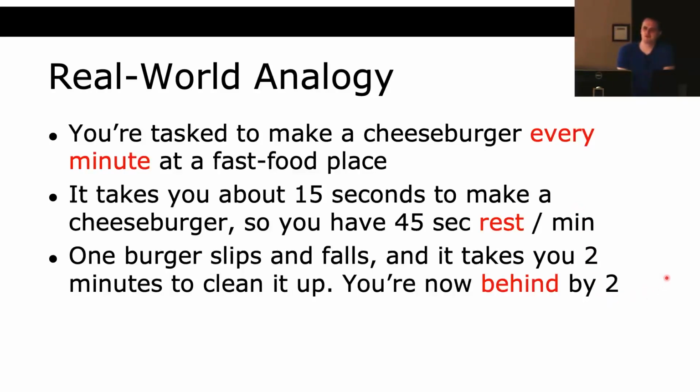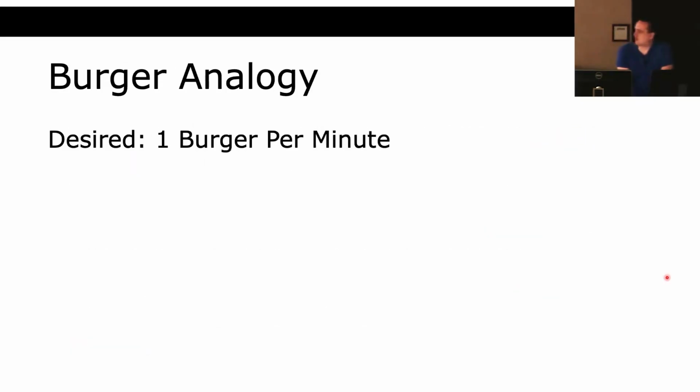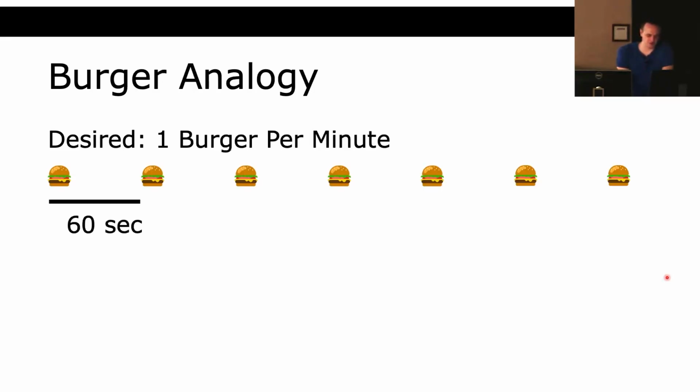And burgers, you're not making floating point numbers of burgers, right? You are making discrete burgers. And so since you can potentially make 4 burgers per minute, just make 3 burgers in the next minute. And now you're caught up, boss is happy, mess is cleaned up, whatever. So here is our desired burgers per minute, right? So frames per second becomes burgers per minute.